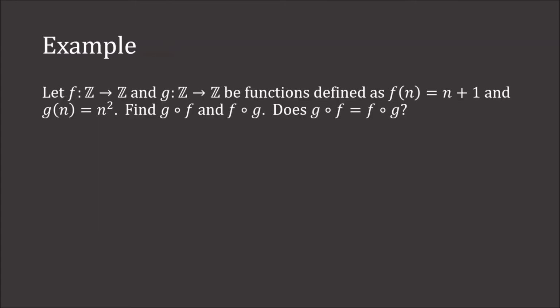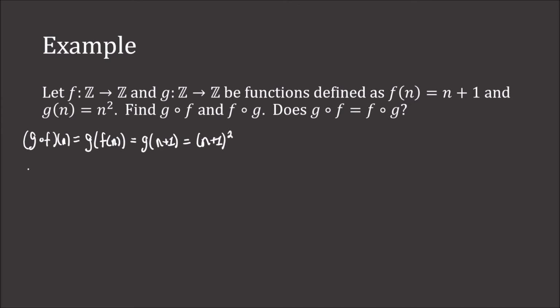So let f and g be functions from the integers to the integers, defined as f of n is n plus 1, and g of n is n squared. We're asked to find both g of f and f of g, and decide whether f of g and g of f are equal. So first, for g of f, this is g of f of n. Now, since f of n was n plus 1, this is g of n plus 1, but g was n squared, so this becomes n plus 1 squared.